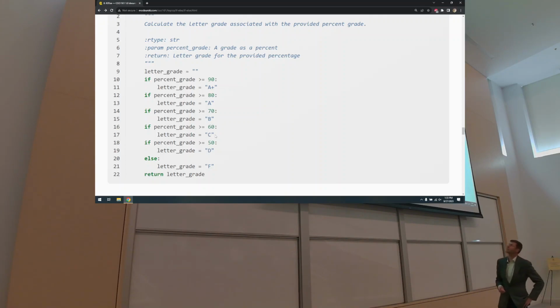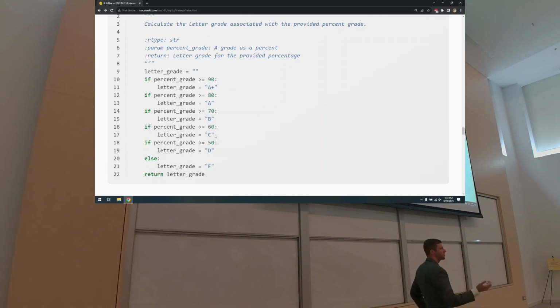Then I ask, is 99 greater than or equal to 80? True, so it's now A. Is it greater than or equal to 70? Well, now it's a B. Greater than or equal to 60? C. Greater than or equal to 50? It's a D. And then, well, it was D, so it's not the else case, so whatever.